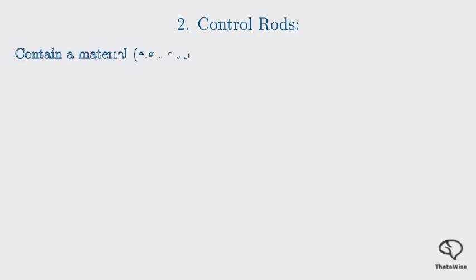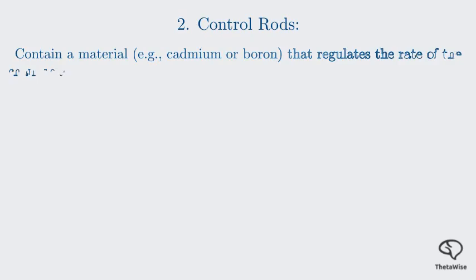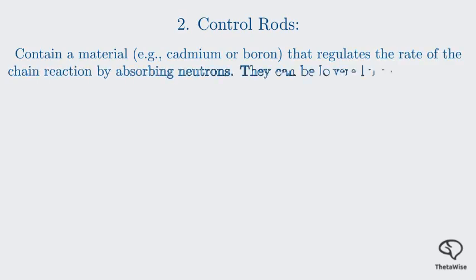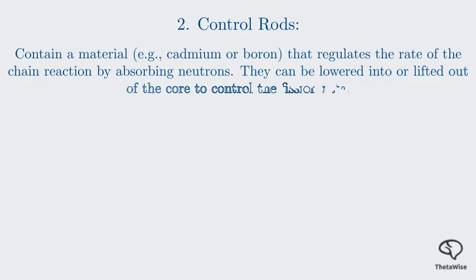The second element is the control rods. Control rods contain a material, like cadmium or boron, that is very effective at absorbing neutrons. They regulate the rate of the chain reaction. When the control rods are lowered into the core, they absorb more neutrons, which slows down the fission rate and reduces the reactor's power. When they are lifted out, fewer neutrons are absorbed, increasing the fission rate and power output. This is the primary method for controlling the reactor's power.